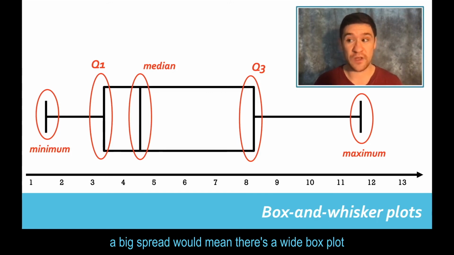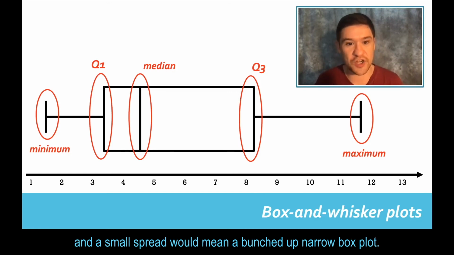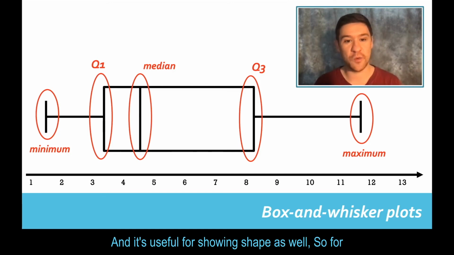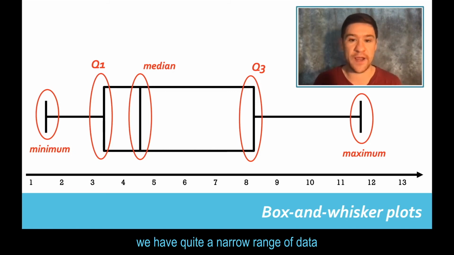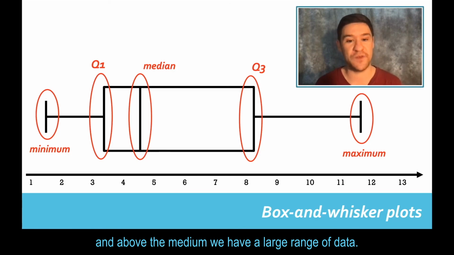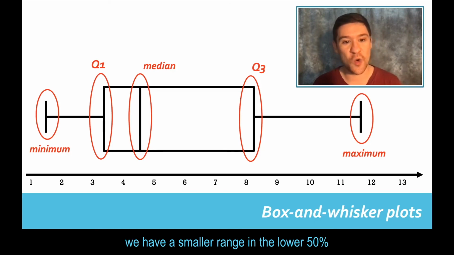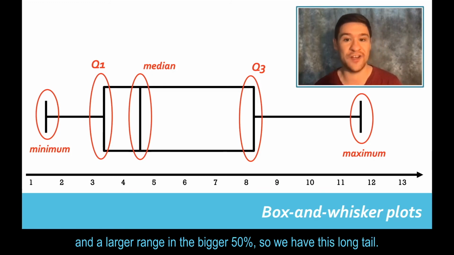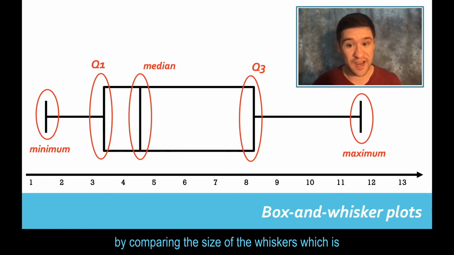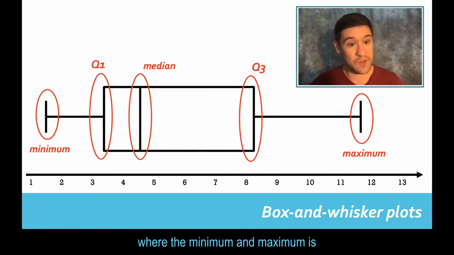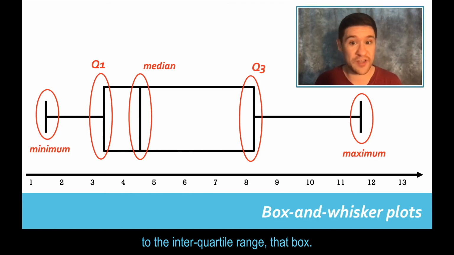A big spread would mean there's a wide box plot, and a small spread would mean a bunched up, narrow box plot. And it's useful for showing shape as well. So for example here, below the median we have quite a narrow range of data, and above the median we have a large range of data. So that shows that this is skewed. We have a smaller range in the lower 50% and a larger range in the bigger 50%. So we have this long tail. And again, we can show kurtosis by comparing the size of the whiskers, which is where the minimum and maximum is, to the interquartile range, that box.